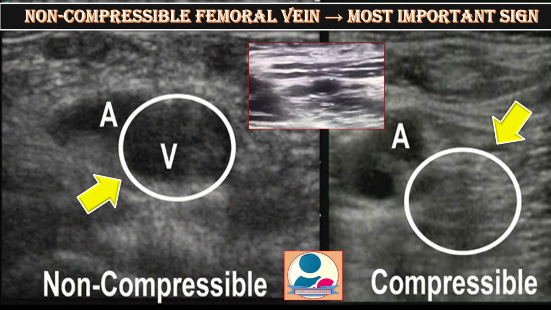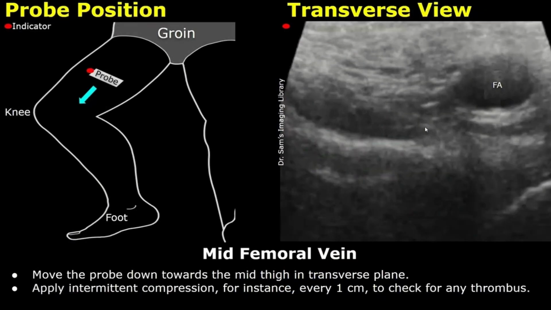Here you can see the probe position and the transverse view in mid-femoral vein DVT. Move the probe down towards the mid-thigh in the transverse plane. Apply intermittent compression, for instance every 1 cm, to check for any thrombus.